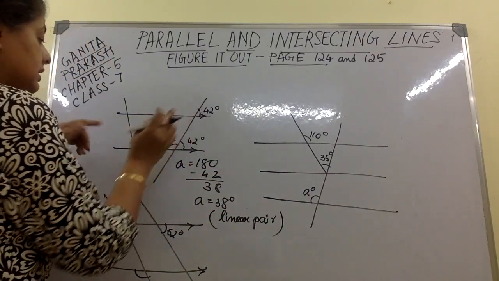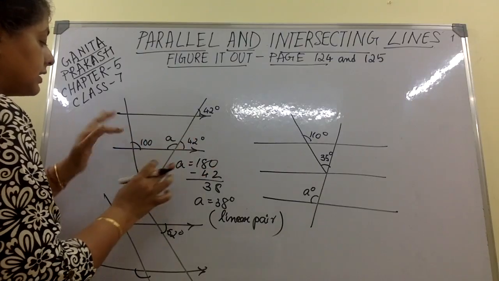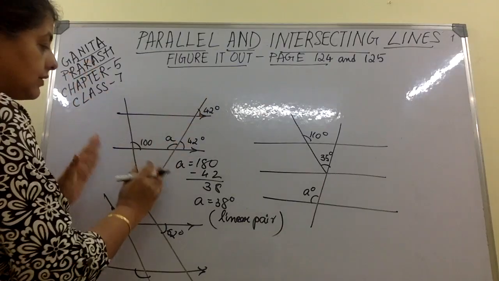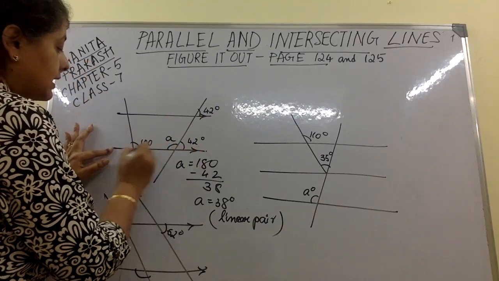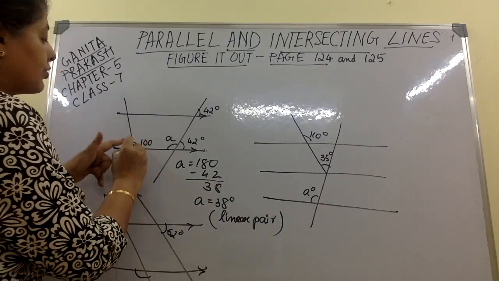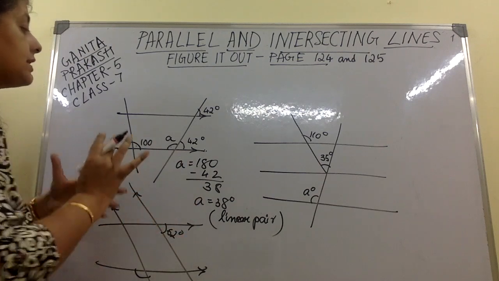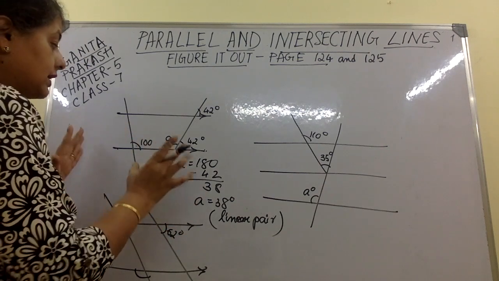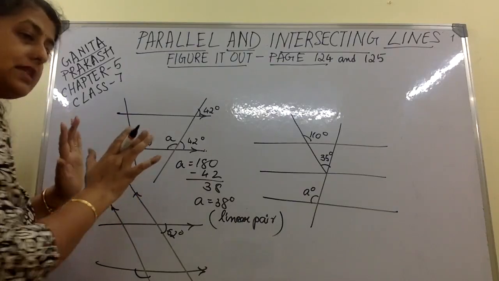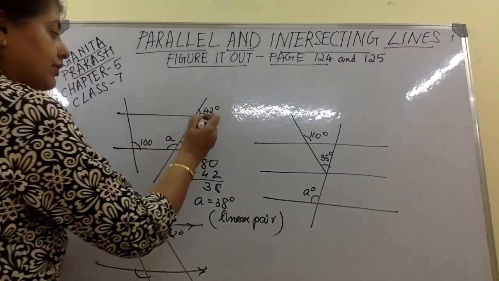Now here, A is not 80 or anything. They have given this to confuse you, because these two lines are never parallel. So even if this line is intersecting, it is not going to form co-interior supplementary pairs or alternate angles or corresponding angles. Nothing will work for these two angles. So this 100 degrees is given, but it is not useful. What is useful is this 42.